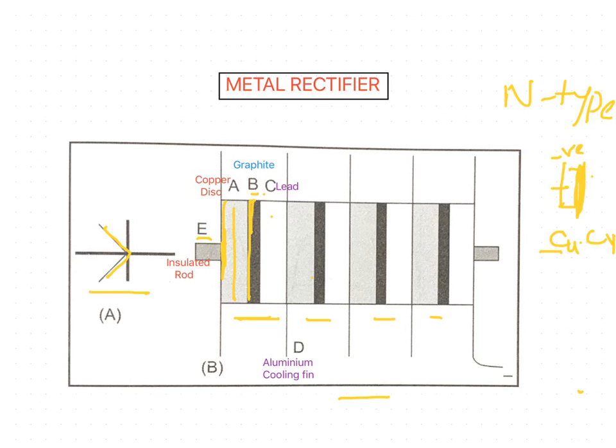In the next session we are going to discuss the different kinds of rectification. With the help of diode valves and these metal rectifiers, we can rectify alternating current to direct current. That we will see in the next session.